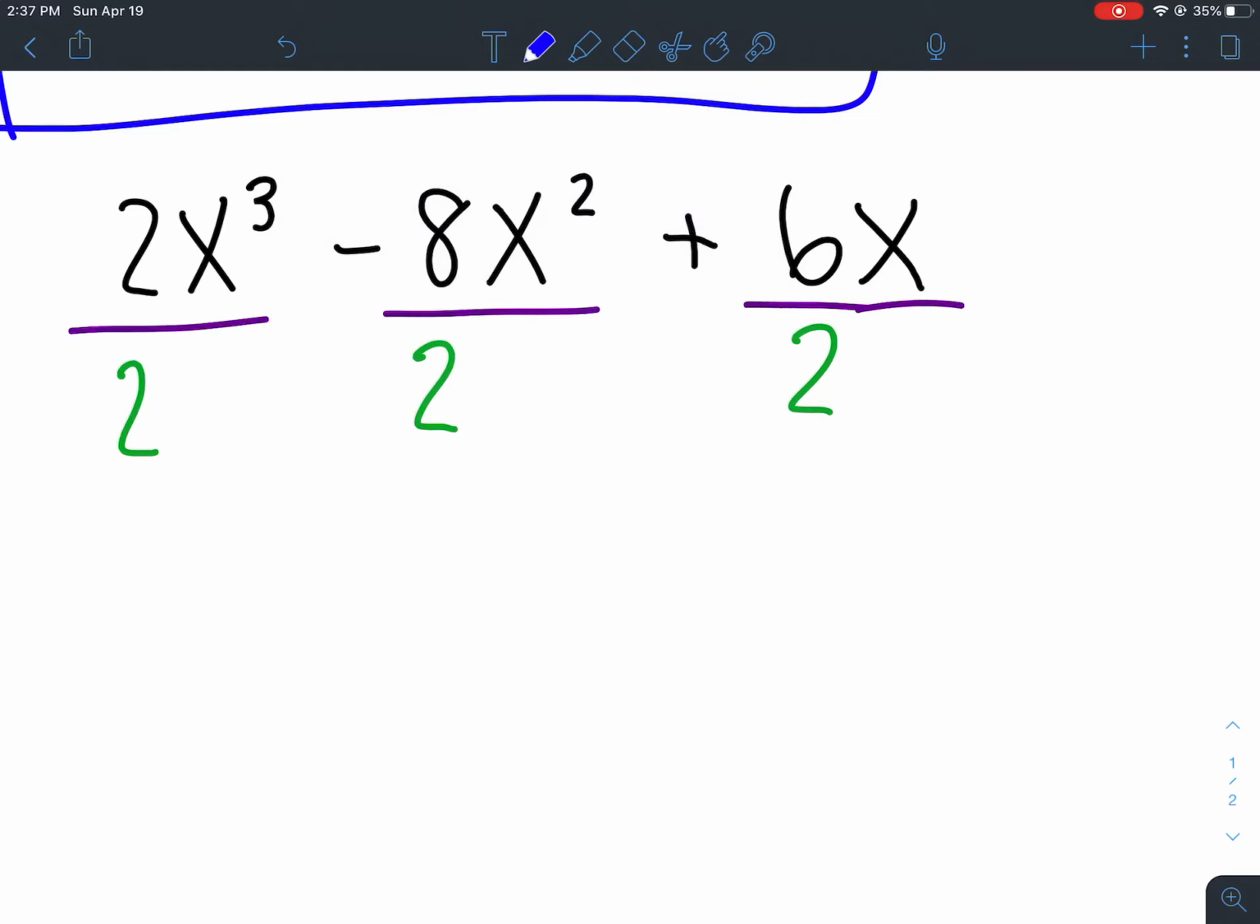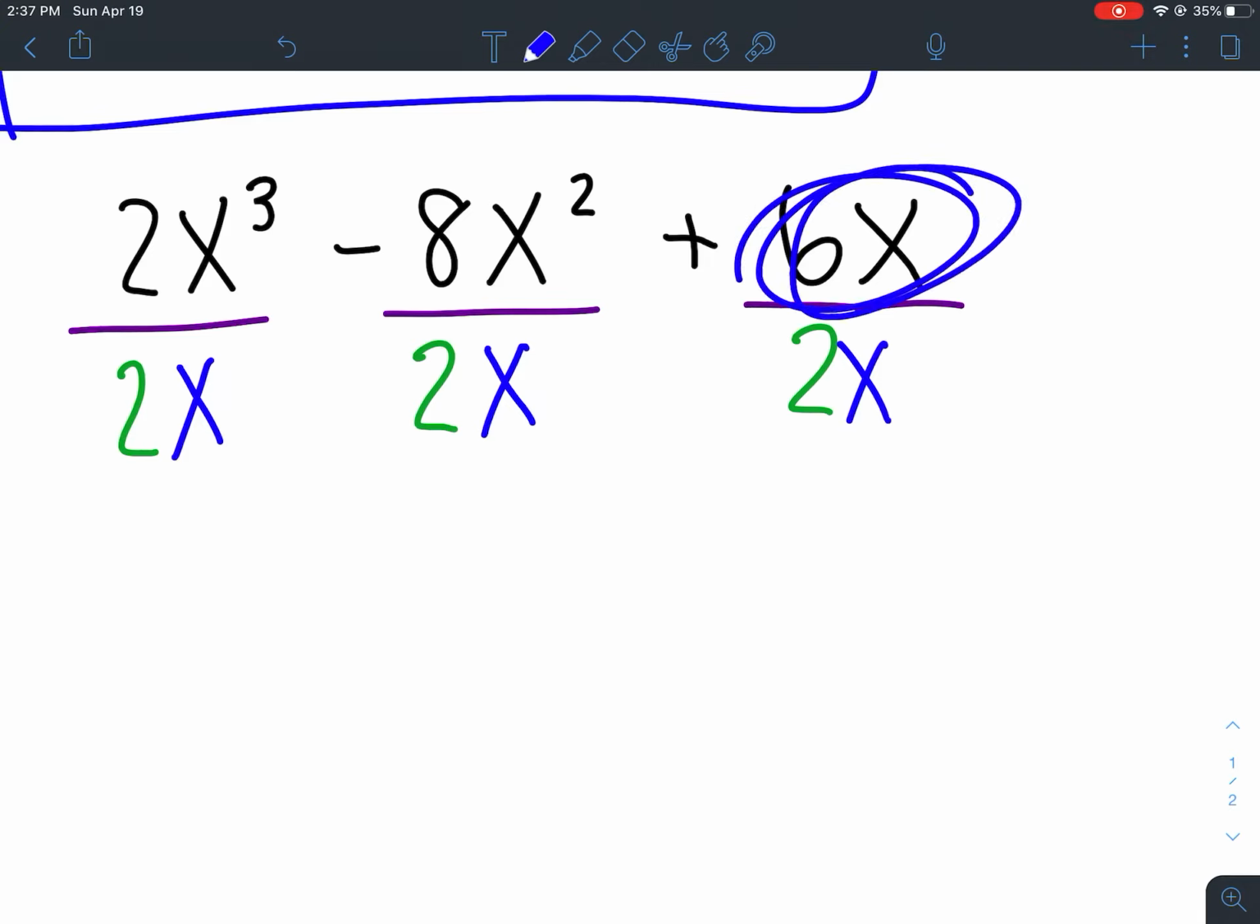The next thing is the x's. In the first term, I have 3 x's. In the second term, I have 2. And in the last, I only have 1. So what's the greatest amount of x's that I can take out of every single term? Only 1. If I try to take out more than 1, this guy's going to be in debt, right? Because he doesn't have enough. He only has 1x, so that's the most we can take out.